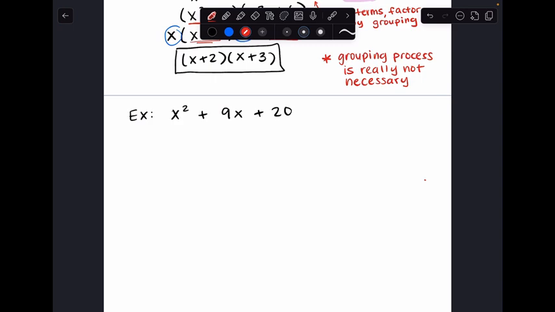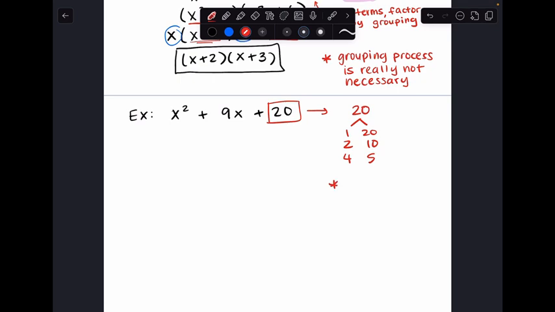So you're going to look at your constant term and find the factors of that term. My factors of 20 are going to be 1 times 20. I know 2 times 10 gives me 20. I think it's 4 and 5. I think those are the only pairs. Okay? And then I want you to write this in your notes.